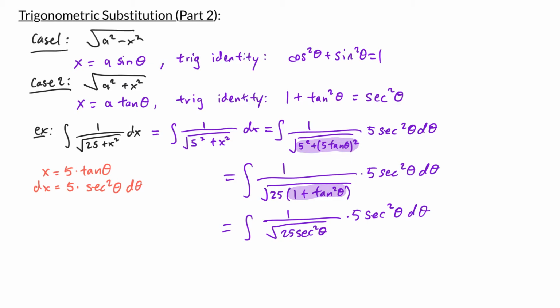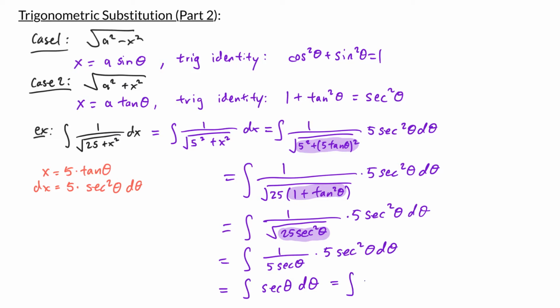Well, what we notice here is that everything under my square root is a square. So I can simplify this as integral of 1 over 5 secant theta and then times 5 secant squared theta d theta. This reduces to the integral of secant theta d theta. Although it's not immediately obvious what the antiderivative of secant theta is, this is something that we can compute.